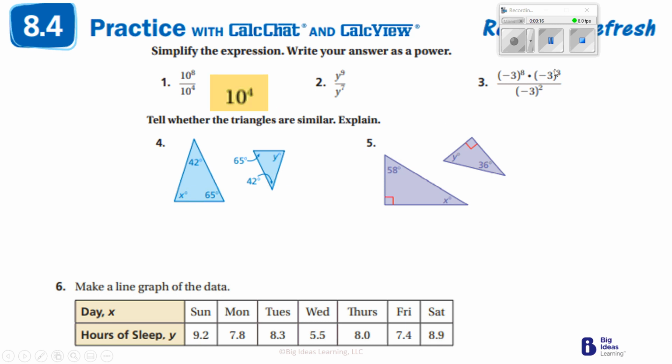For number 3, we're going to add our exponents up here. All the bases are the same. 8 plus 3 gives 11. And then we're going to subtract the one below, 2. 11 minus 2 gives negative 3 to the 9th power.